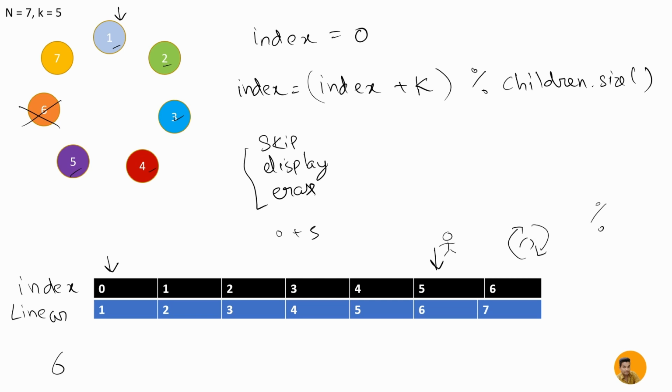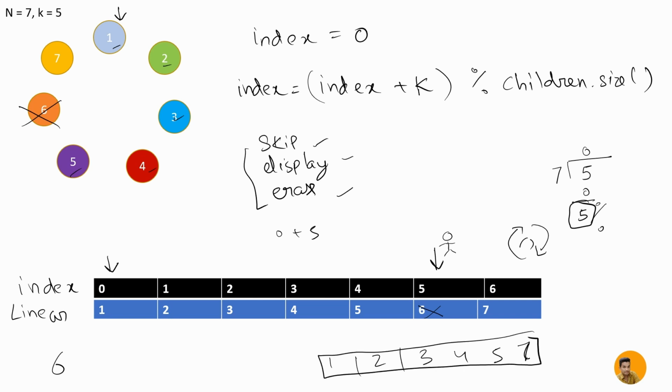Let's see how. So n is 7, so children dot size is 7 in the initial pass. Index is 0. 0 plus k, 0 plus 5 is 5. So this will go 0 times, and your index is at 5. You skipped, you displayed, and you erased. When you remove this, your new array will consist of 1, 2, 3, 4, 5 and 7. 6 is gone. So this is your new index.